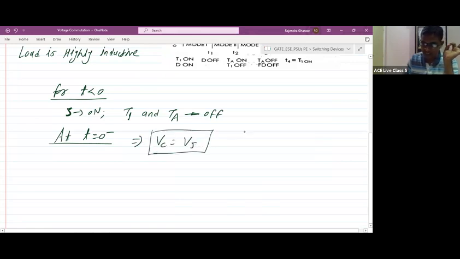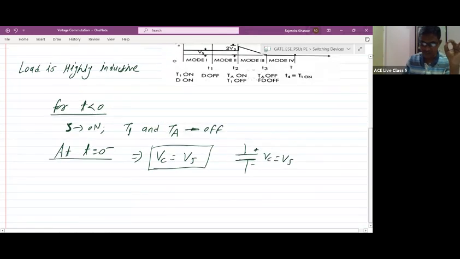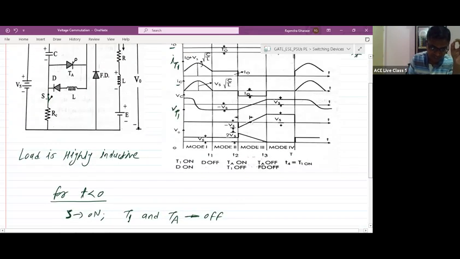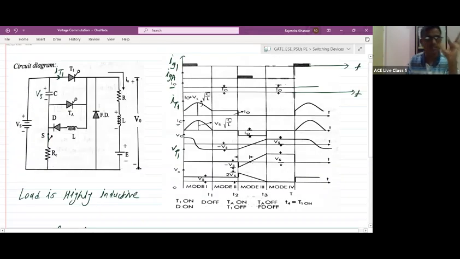And how is the capacitor charged? The upper plate positive, lower plate negative, right? Means here it is a plus, here it is minus. This capacitor voltage is equal to Vs now, means here it is plus, here it is minus. This voltage is now Vs. Is this clear?